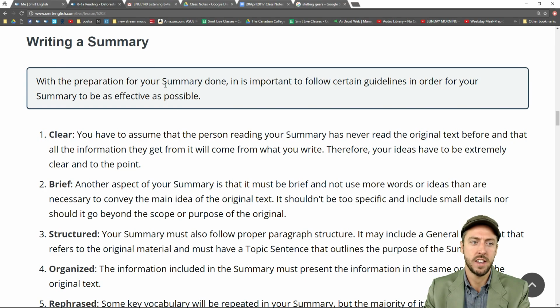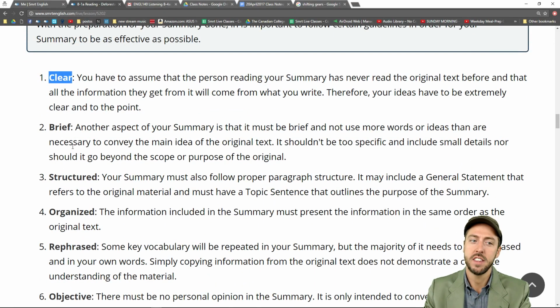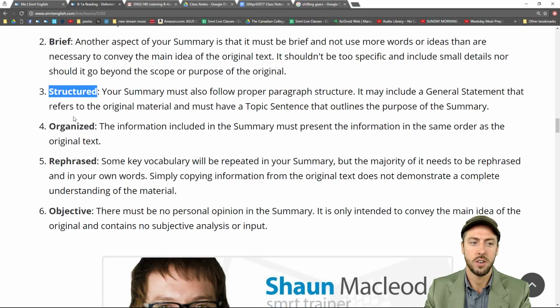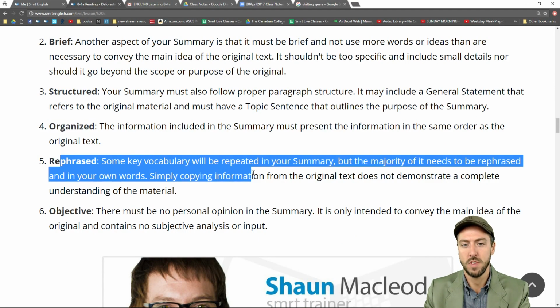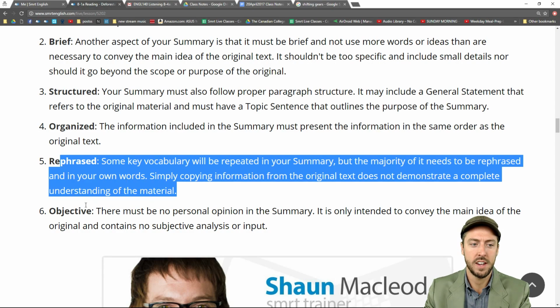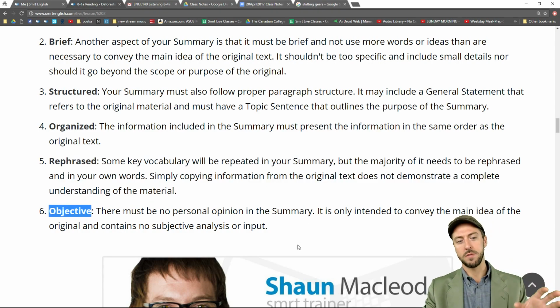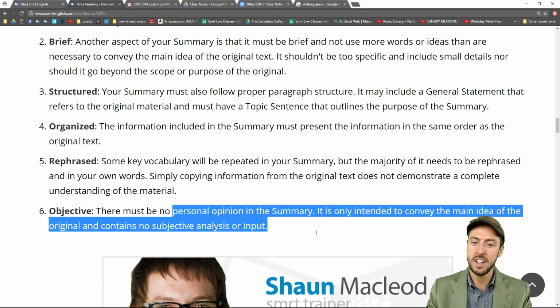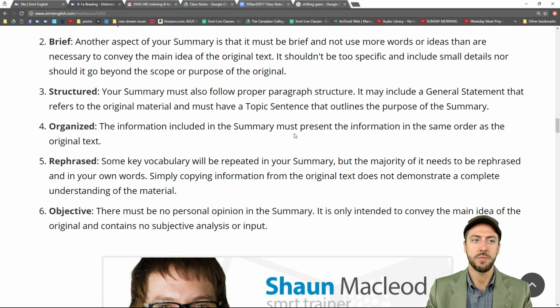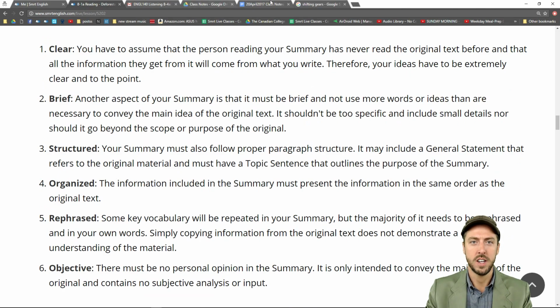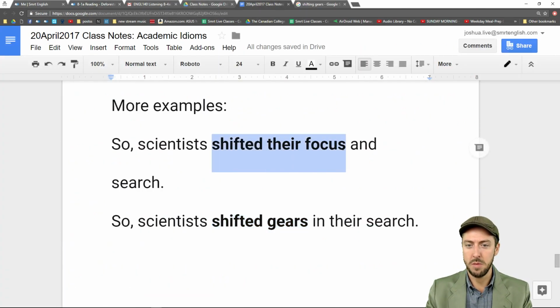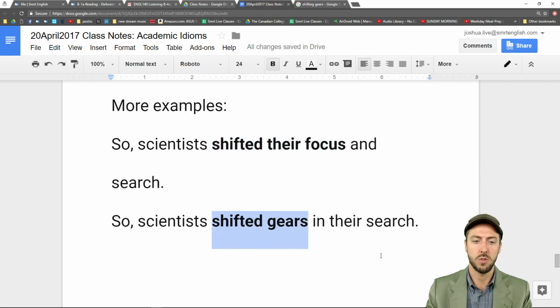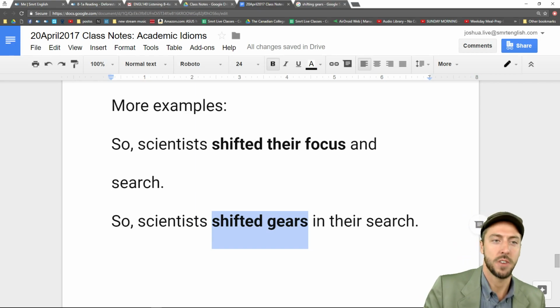When your teachers look at your writing, they look for clarity, they look for brevity, structure, organization, if you rephrased or paraphrased your quotes, and that there is an objective there, that there's not a personal opinion, but that you're conveying meaning. So those are topics that we look for. Here, this doesn't have any personal opinion. It is a descriptor. It's just used to describe the scientist's actions. So when we describe other people's actions in academic writing, we can use idioms. It's very common to.